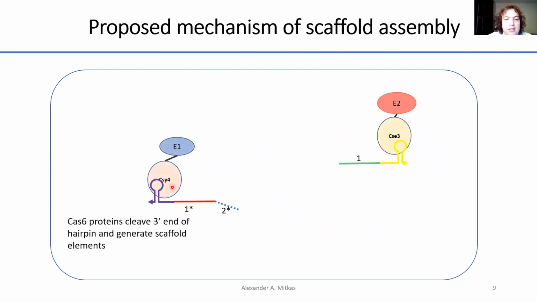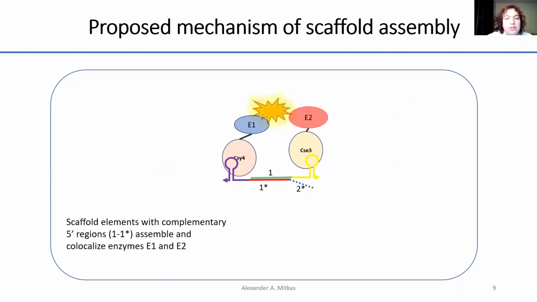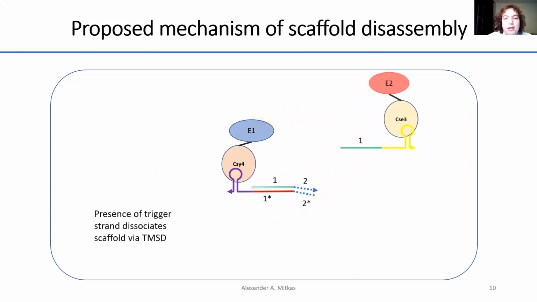Now, if you design these pieces to be complementary to one another, then you can basically just have RNA strand hybridization that will bring together your 2 proteins of interest and thus assemble the scaffold. The next step is scaffold disassembly. And to do that, we simply need to express a trigger, which through toehold-mediated strand displacement will begin by binding to the toehold and then eventually dissociate the top strand from the bottom strand, thus pulling the scaffold apart.